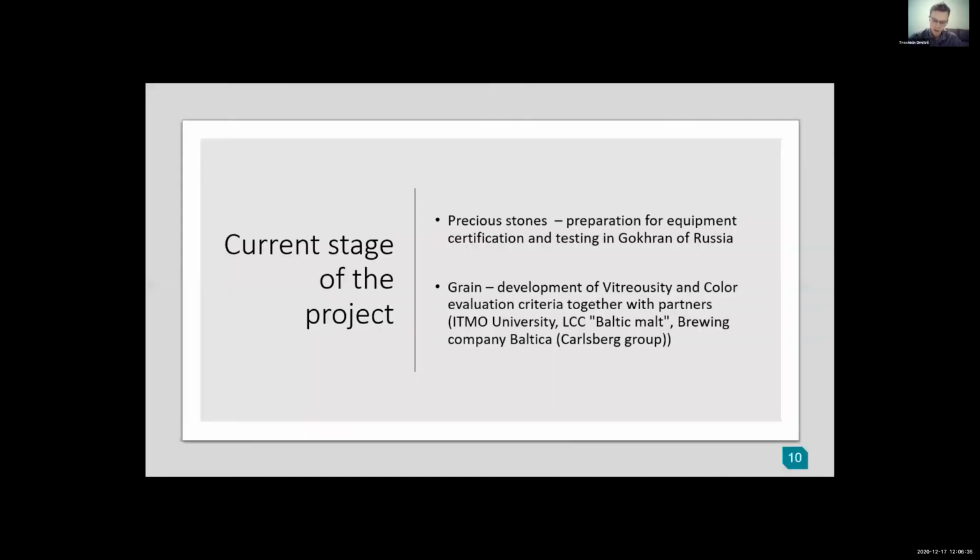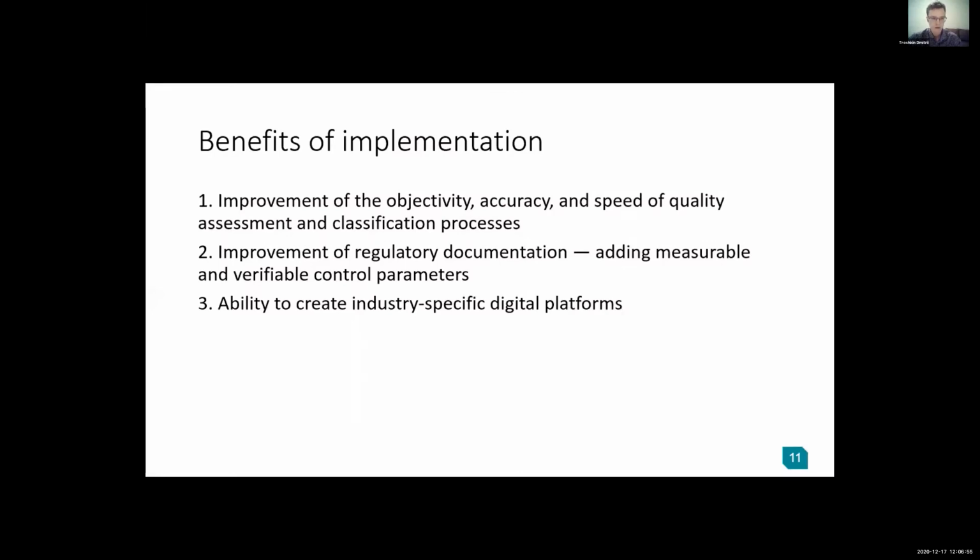Nowadays we are preparing for equipment certification and testing in Lappeenranta, Russia, and we are developing grain quality evaluation criteria in collaboration with our partners, University Mo, Baltic Malt Company, and Brewing Company Baltica, which is part of the Carlsberg Group. The benefits of implementation are the improvement of the objectivity, accuracy, and speed of quality evaluation, improvement of regulatory documentation by adding measurable and verifiable control parameters, and the ability to create industry-specific digital platforms.